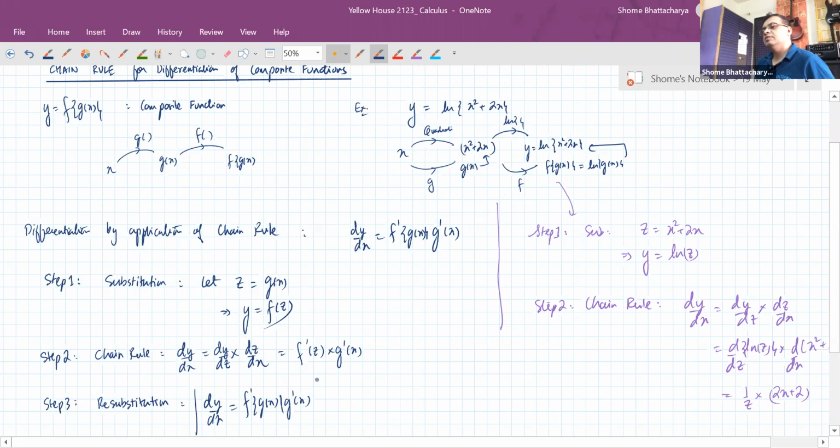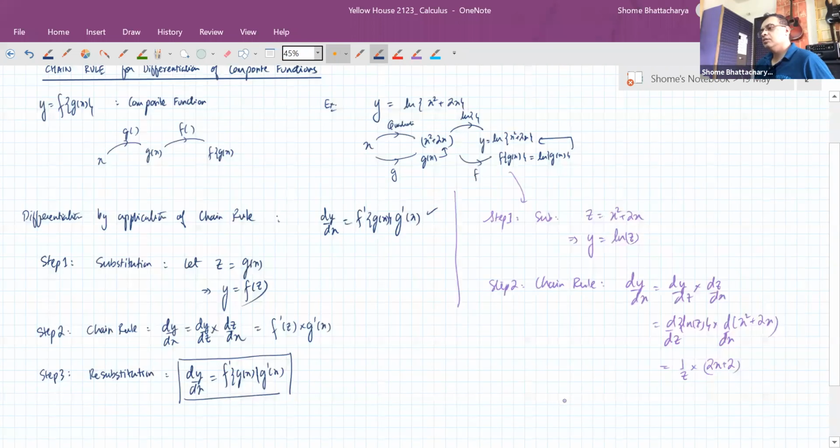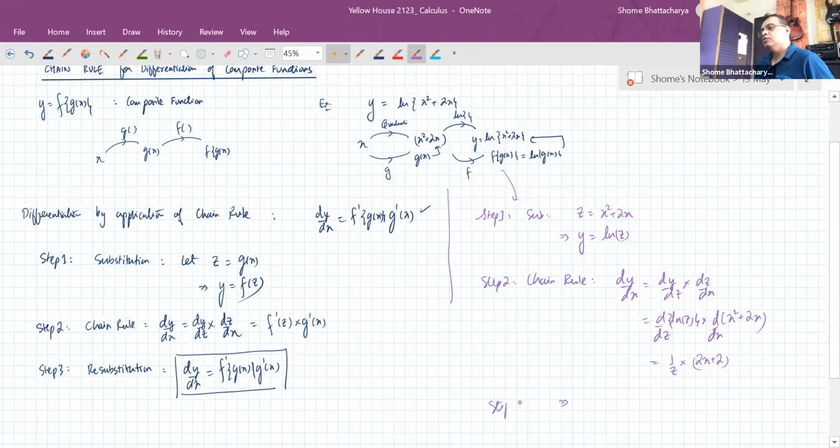So this becomes the derivative of y with respect to x, same as. So implementing that over here, in this particular case, you can see that step 3, the resubstitution, so dy by dx, that will become 1 by z. Now remember what was z? It was x square plus 2x into dz by dx. So that is, we can take 2 common in the numerator here.